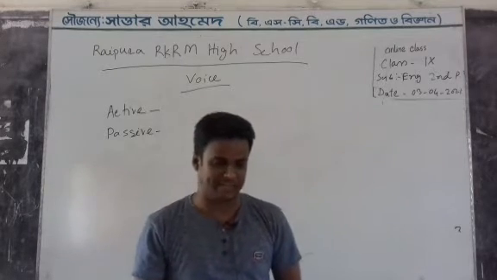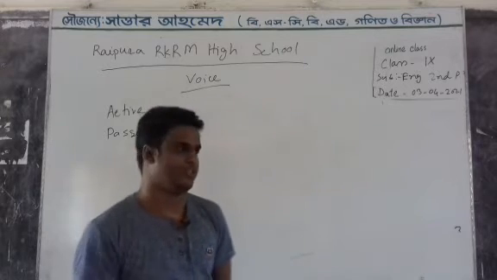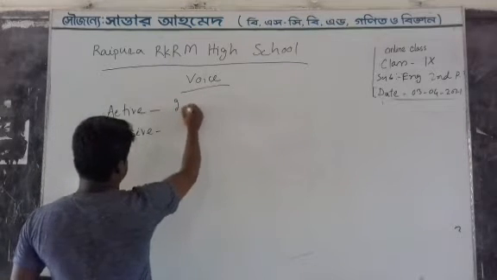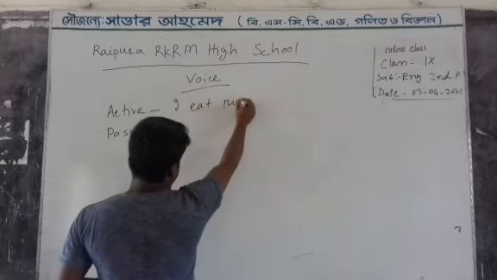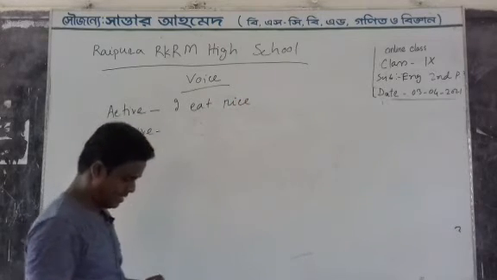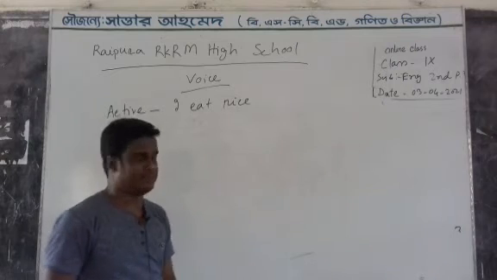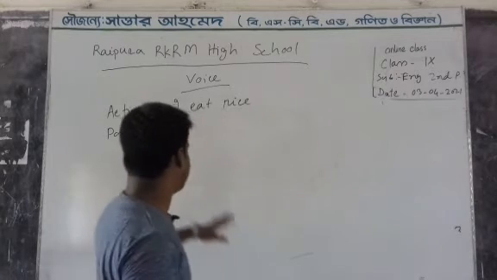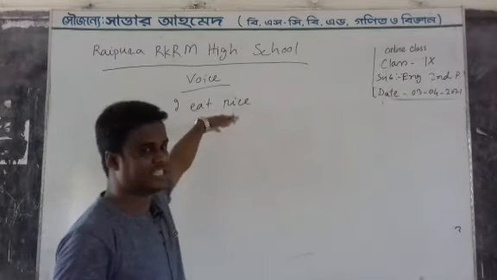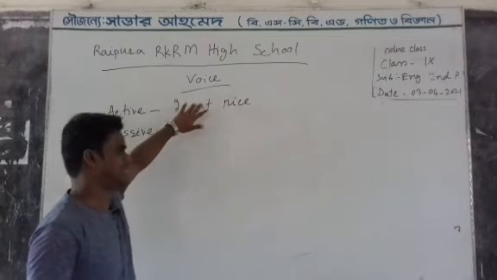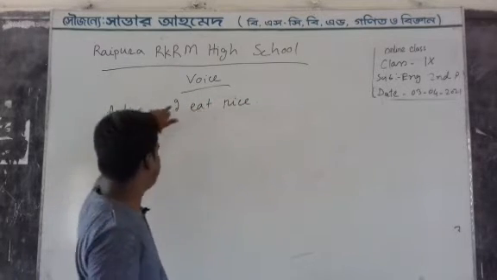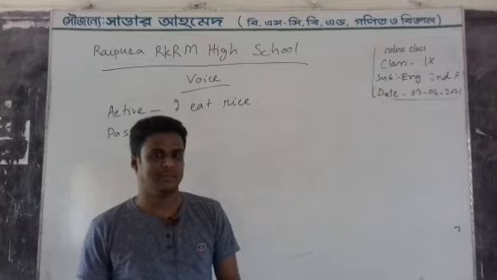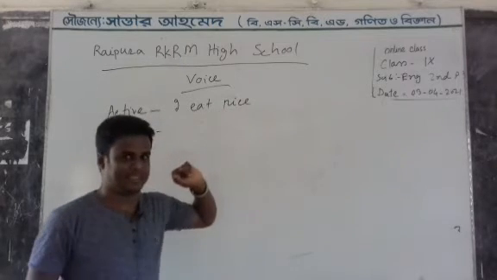So we can go for an example so that it becomes clearer to you. Suppose I'm writing a simple sentence, I eat rice. Here the word I is subject, eat verb, rice is object. So what is the action here? The action is about eating. The work is here, eat, and the work is done by the subject himself doing the action. So it is an active sentence.